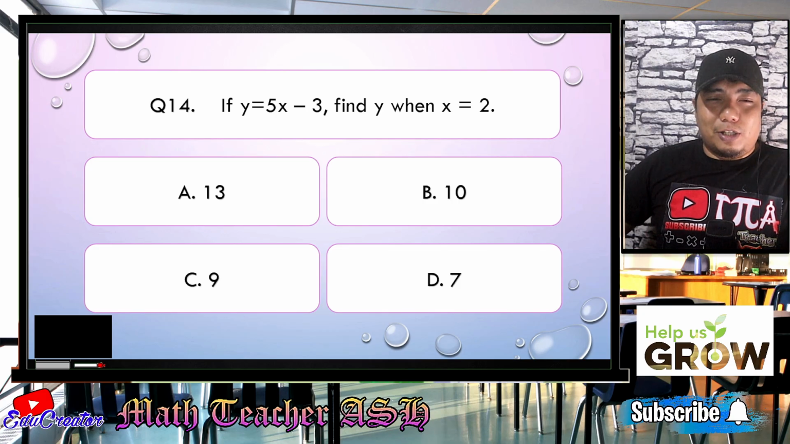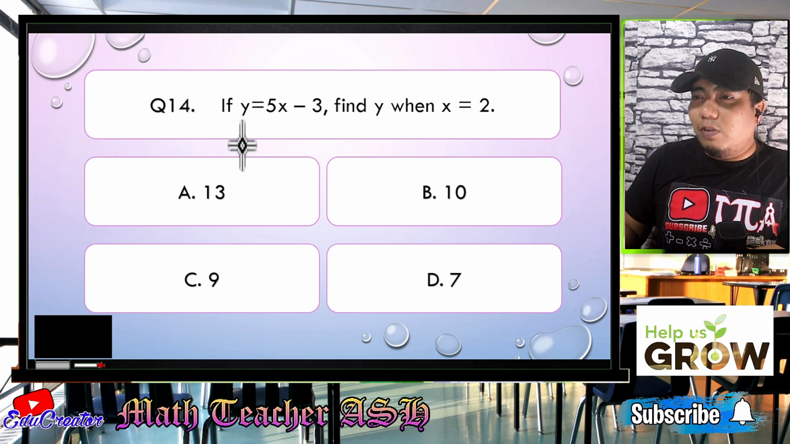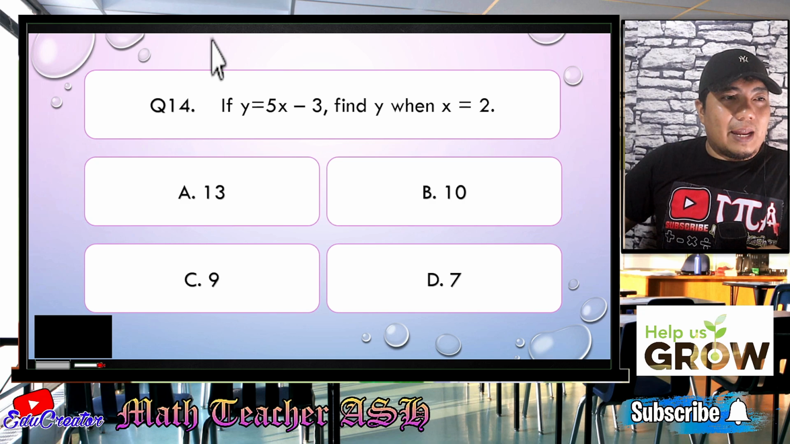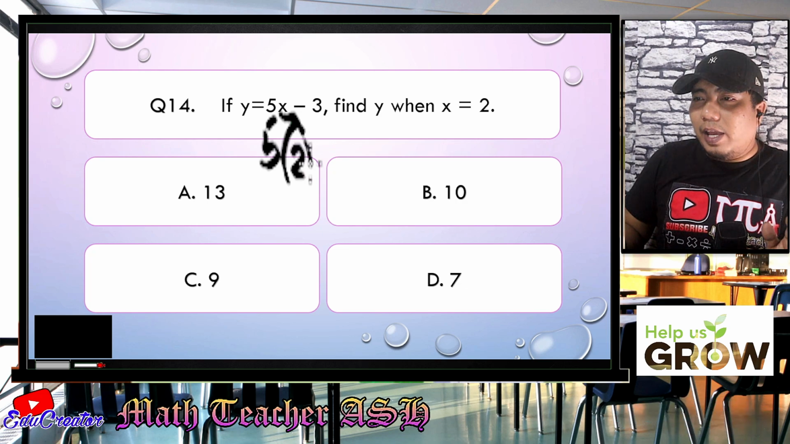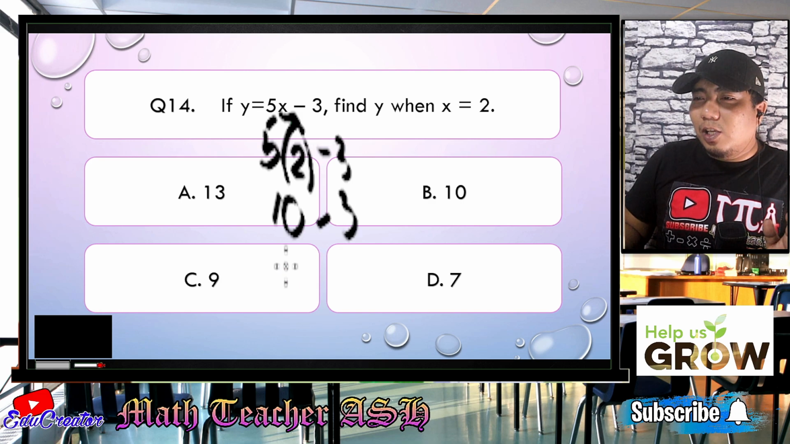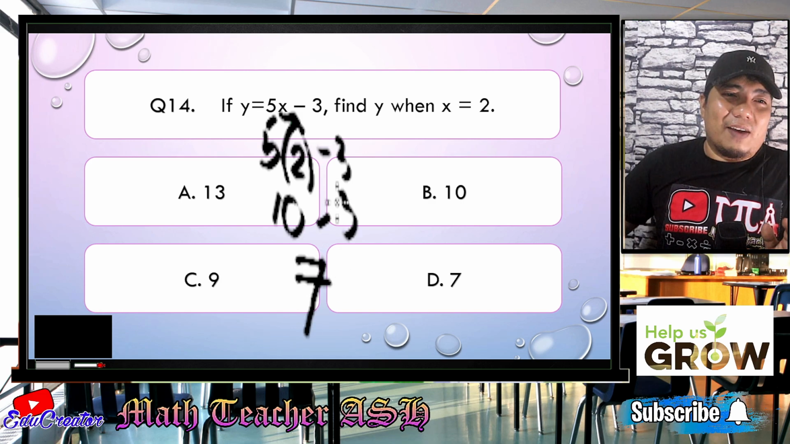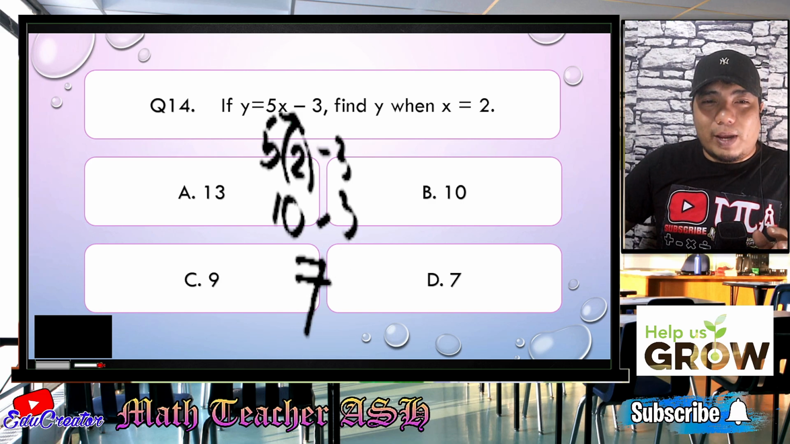Alright, math learners, very easy for this question. So I'll just show you the solution so that you can have a clear understanding on how to solve this one. So what we do here is this value of x will be substituted by the +2. So that will become 5 times x, which is +2, minus 3. So 5 times 2, that is 10. Minus 3. So basically, the value is 7. Alright, so we got our correct answer, and that is 7.